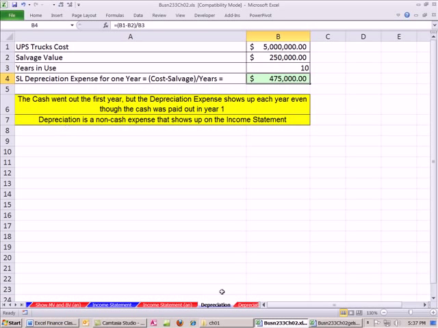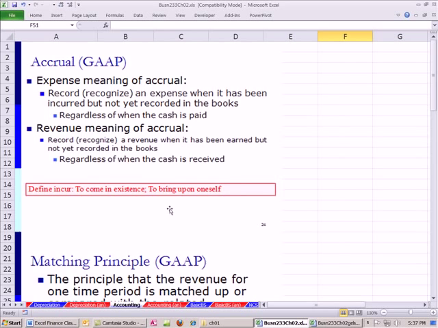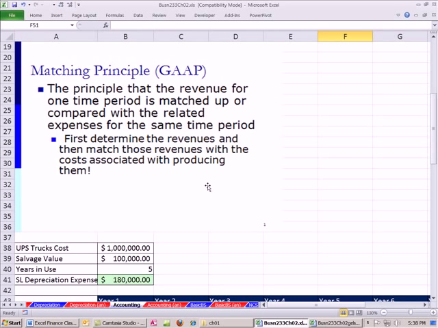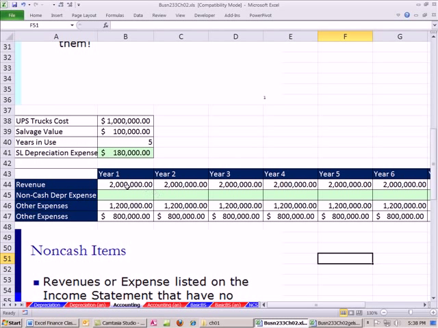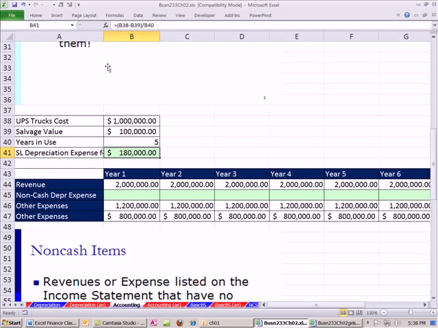Okay, let's see an example. I'm going to go over to the accounting sheet, and we're going to talk about the matching principle. This is the reason we have accrual accounting, why Elvis invented accounting. No. Let's look at this. So I just have a $1 million UPS truck here, salvage value, 5 years. So there's our yearly depreciation expense.